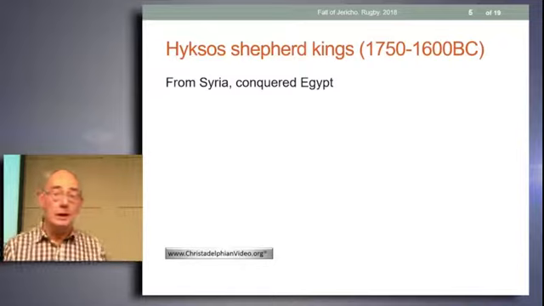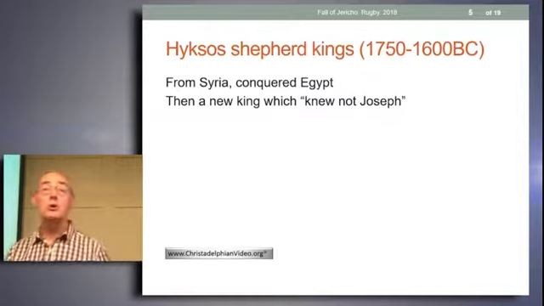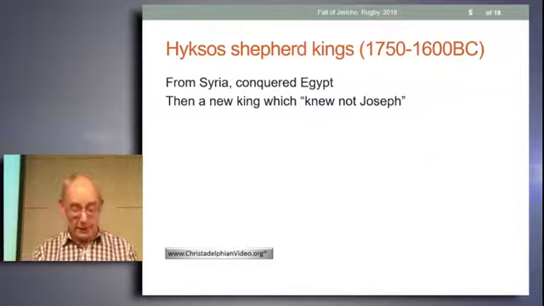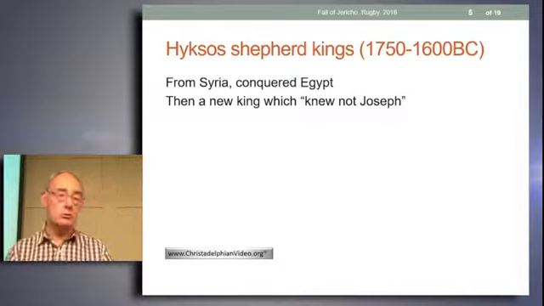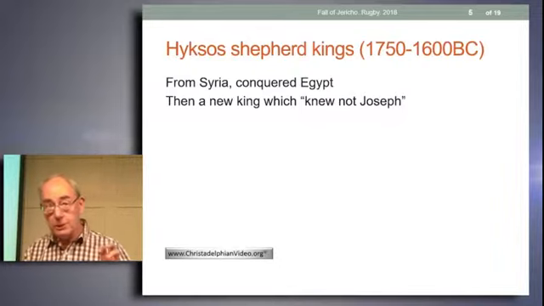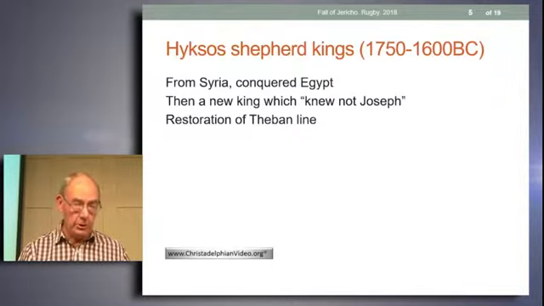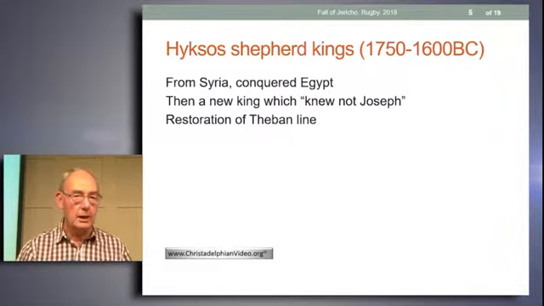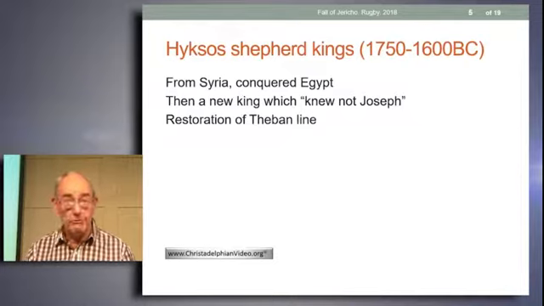However, as we know, to use the scriptural phrase, a new king emerged which knew not Joseph. Now that was because the Hyksos were defeated finally, and the original Egyptian rulership was restored. It's called the Theban line. It's based on the city of Thebes, which is just to the east of the River Nile. So we've now gone back to the previous and more ancient rulers of Egypt, a lot less sympathetic, of course, to the children of Israel, as we know.